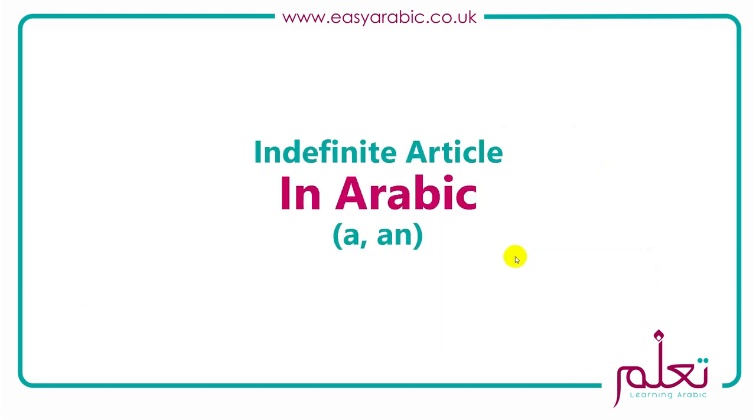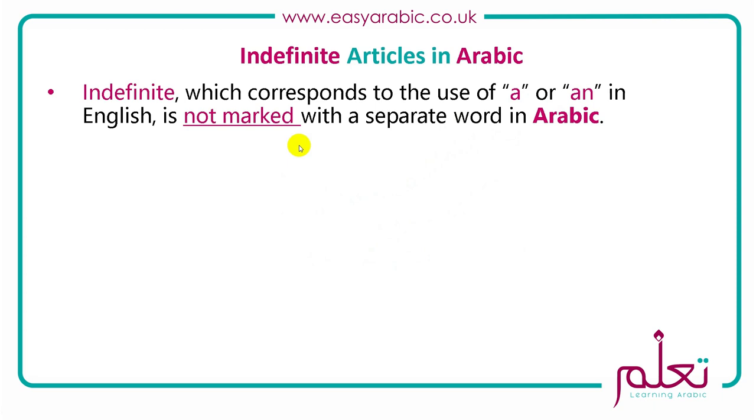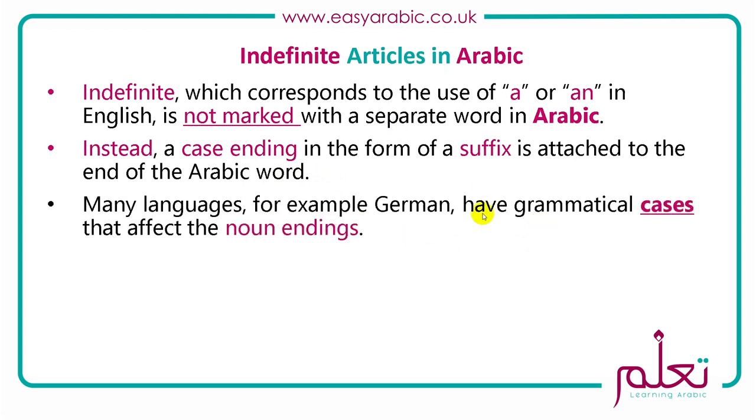So indefinite articles in Arabic, the a and an. So indefinite, which corresponds to the use of a or an in English, is not marked with a separate word in Arabic. Actually, indefinite articles don't exist in Arabic. But what happens is, instead a case ending in the form of a suffix is attached to the end of the Arabic word. Okay, many languages like Spanish and German have grammatical cases that affect the noun endings. In a similar way, Arabic is the same.